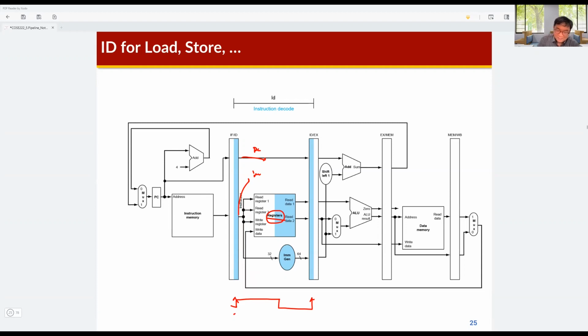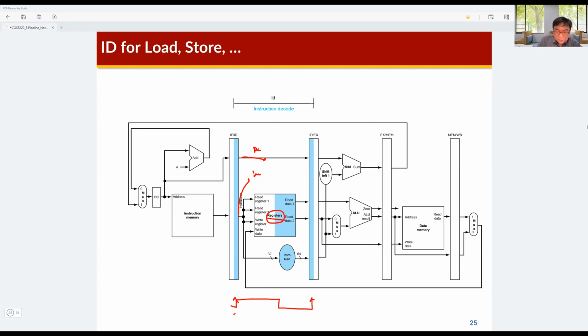So actually, this is not a correct design, but it's just the beginning, so we are just learning about the instruction decoding stage. Just ignore that it is an incorrect design.